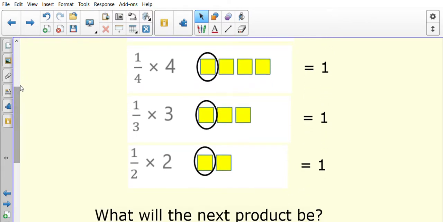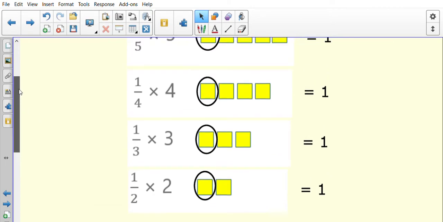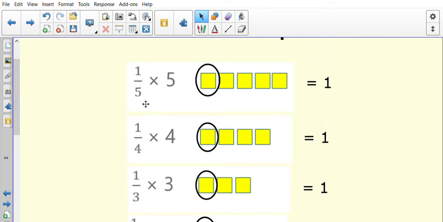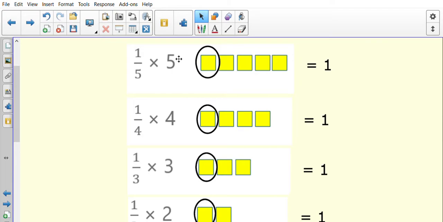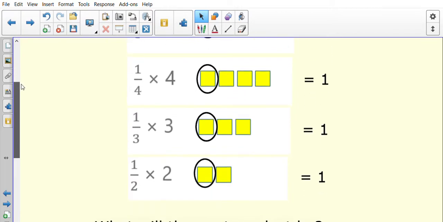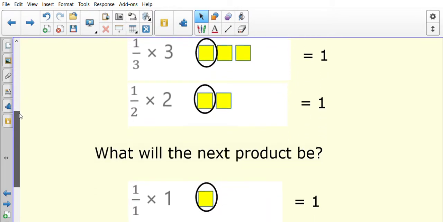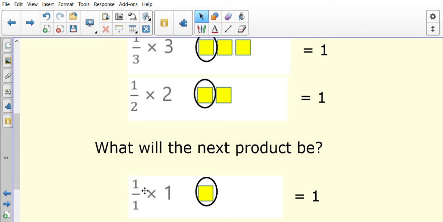So if we think to ourselves, what will the next product be? Now remember, product means to multiply. So what will the next sum look like, I suppose, is what the question is. So you'll notice we went a fifth, a quarter, a third, a half, and here we went 5, 4, 3, 2, 1 with the next product. So 1/1 times 1 is of course 1.